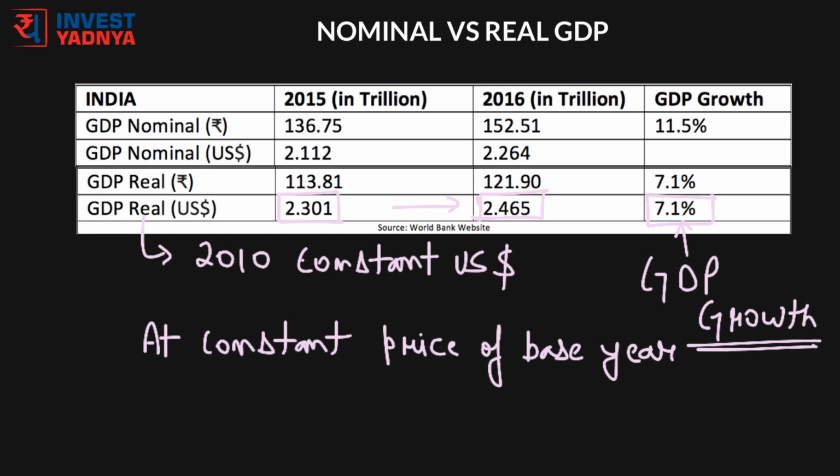For developing countries where there is high inflation, the real GDP value is always lower than the nominal value because it is adjusted for inflation. But here in dollar terms, this value is coming out higher. This is because the exchange rate difference between 2010, on which real GDP is calculated, and 2015-16, on which nominal GDP is calculated, was very high.